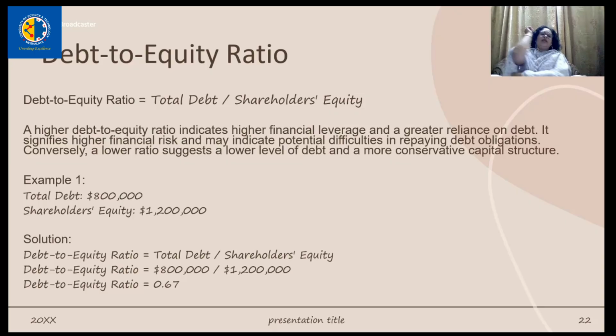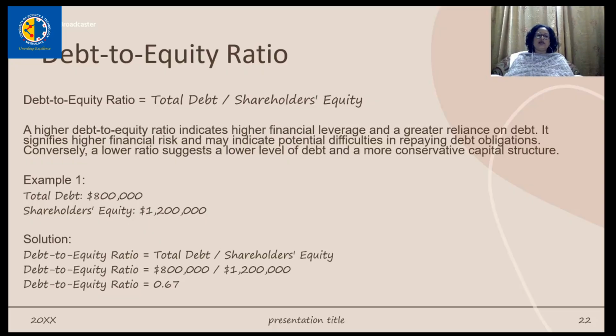Example, a debt equity ratio, total debt by shareholders equity. A higher debt to equity ratio indicates higher financial leverage and a greater reliance on debt. It signifies higher financial risk and may indicate potential difficulties in repaying debt obligations. Conversely, a lower ratio suggests a low level of debt and a more conservative capital structure.